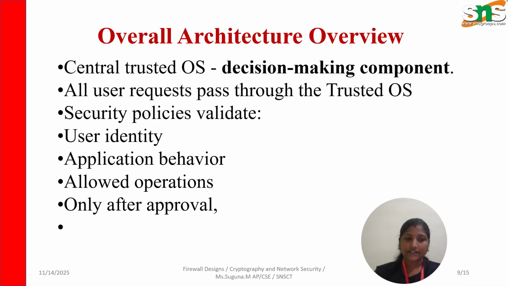So here's how the architecture of the trusted OS for this firewall design works. A central trusted OS acts as a decision maker, and every user request must pass through it. Security policies must be evaluated, and we have to identify, authenticate and authorize the user identity. We have to monitor the application behavior of the entire e-commerce application, restrict some operations, and provide permission for allowed operations. So only the approved traffic can enter the network, and the rejected traffic cannot enter this e-commerce company's network. This prevents unauthorized access and ensures every communication is legitimate and secure.